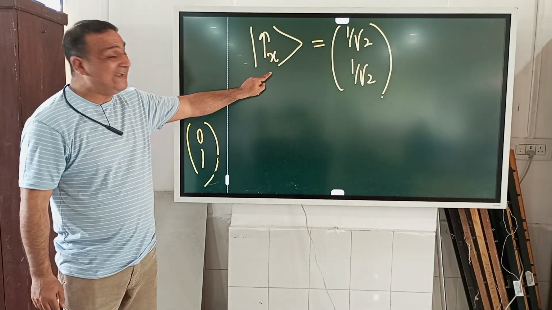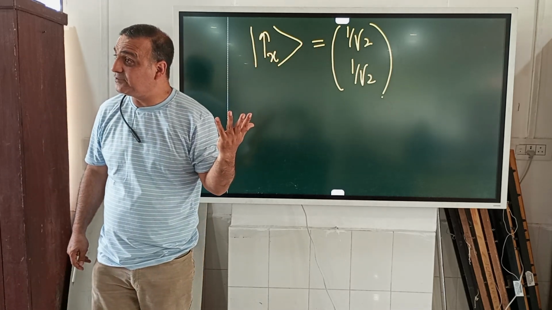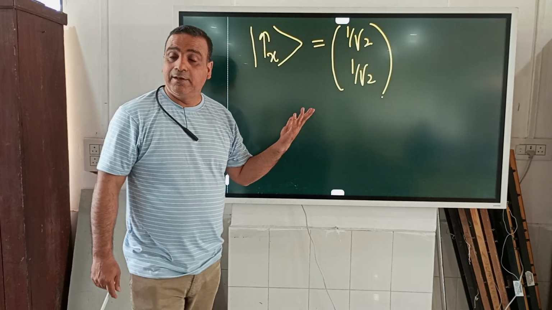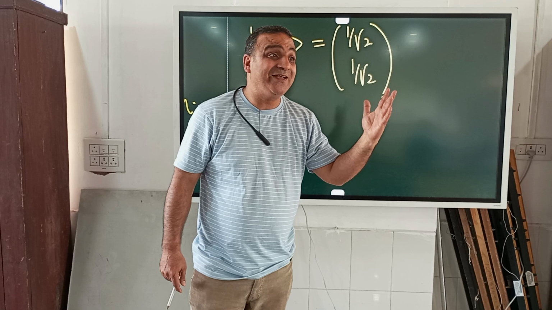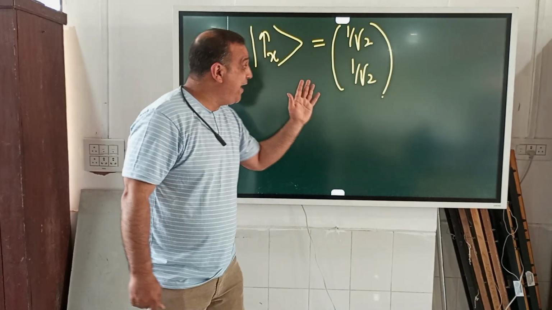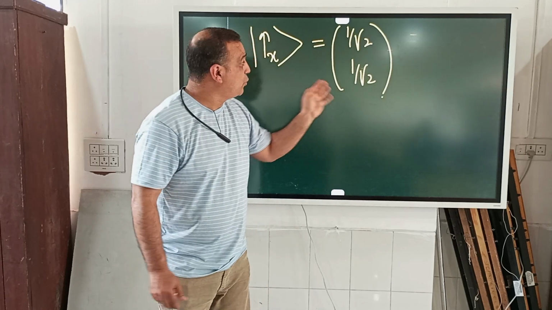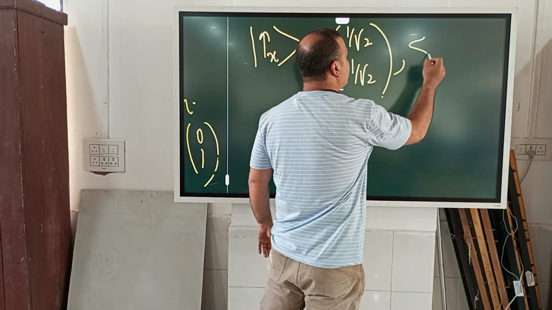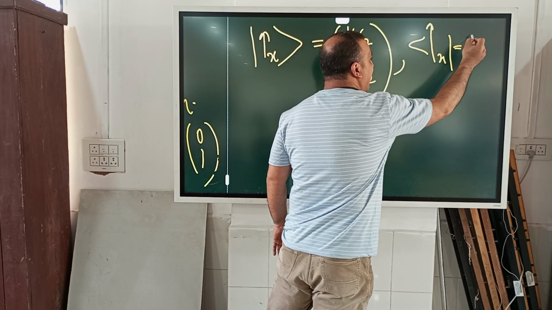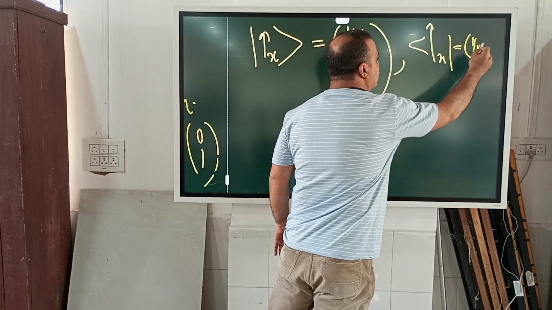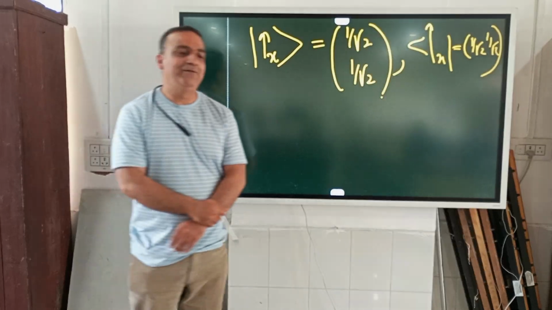Now, if you have spin up, it's a ket. When you transform a ket into a bra, what happens to the matrix? It becomes a row matrix. And you take the complex conjugate of the row matrix. But we have numbers here. So for Ix, we have numbers. So if I write down the bra of spin up along x, this will be a row vector of 1 by root 2 and 1 by root 2. Now, the very first question to you.